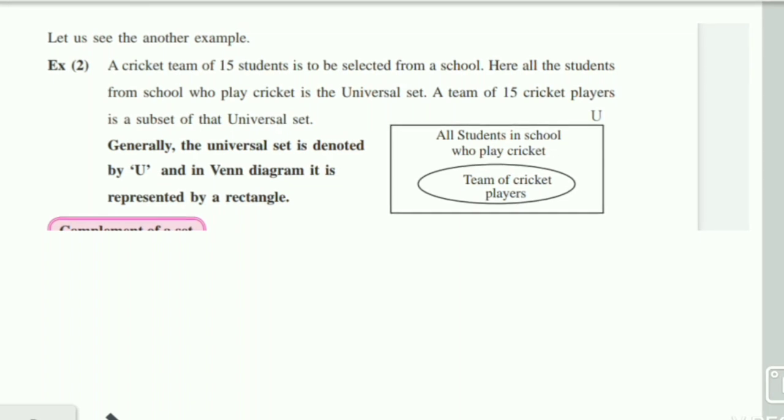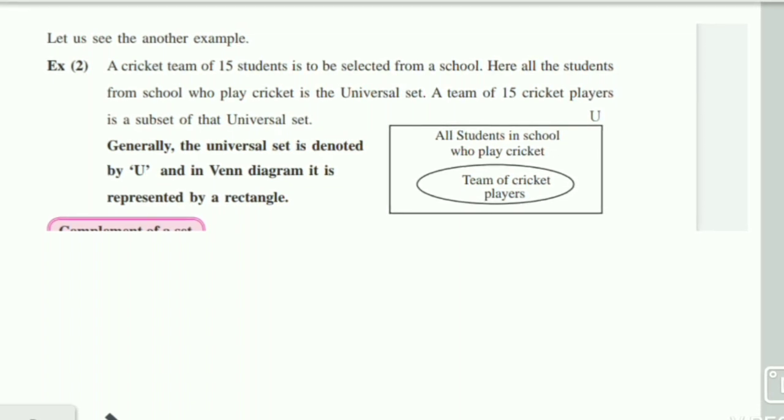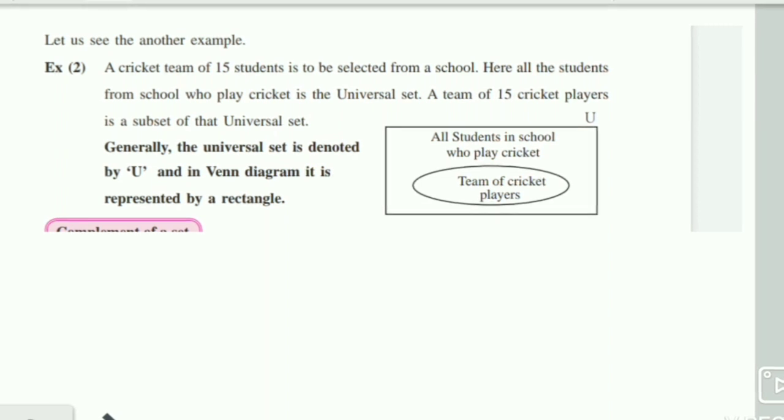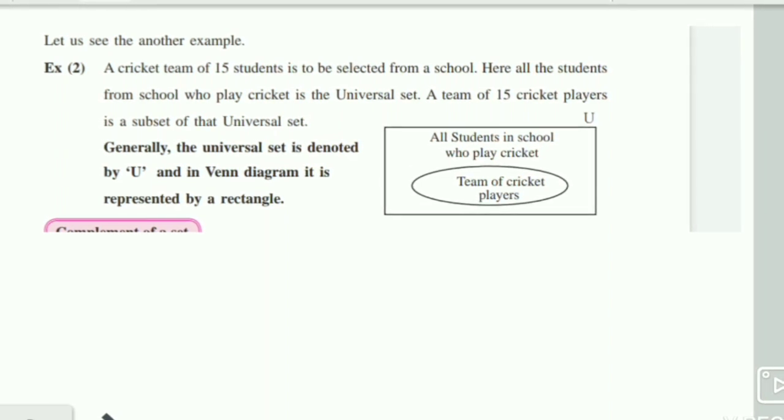Okay, the team of cricket players is shown like this, and all students in the school who play cricket is the universal set. Generally the universal set is denoted by the capital letter U, and in a Venn diagram it is represented by a rectangle. So usually U is represented by a rectangle in a Venn diagram.